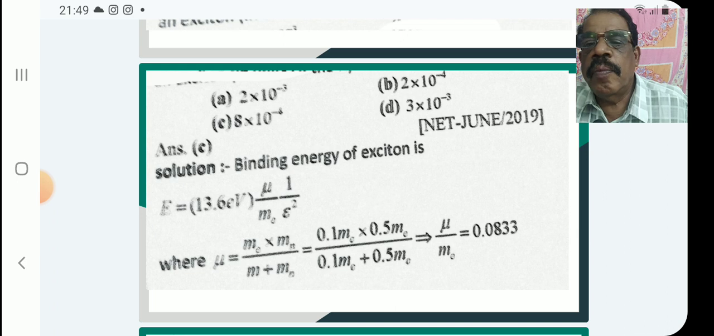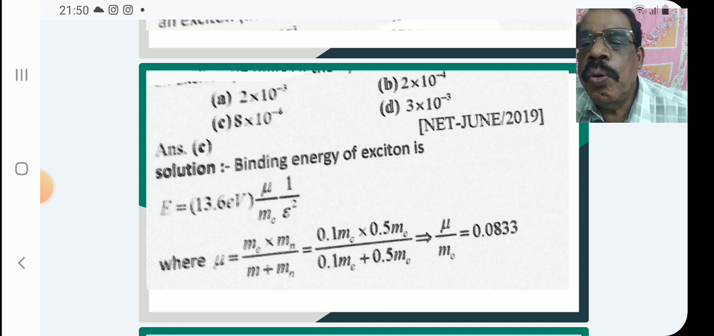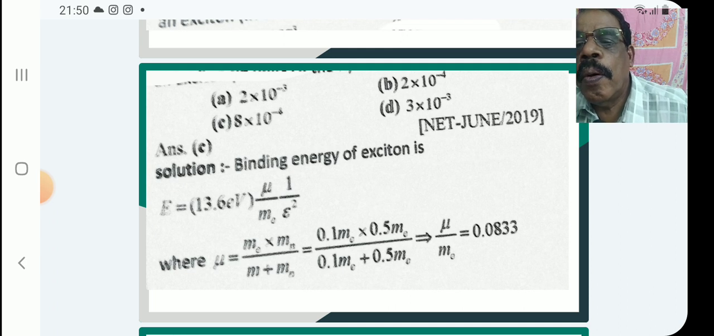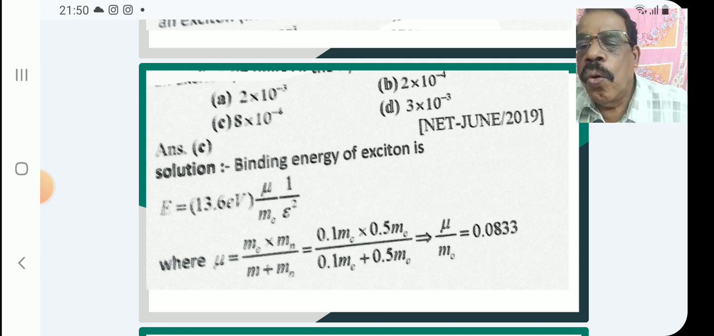Solution. The binding energy of the exciton is written here, 13.6 into mu by epsilon square into me, where mu is equal to the reduced mass, mp into me by mp plus me.